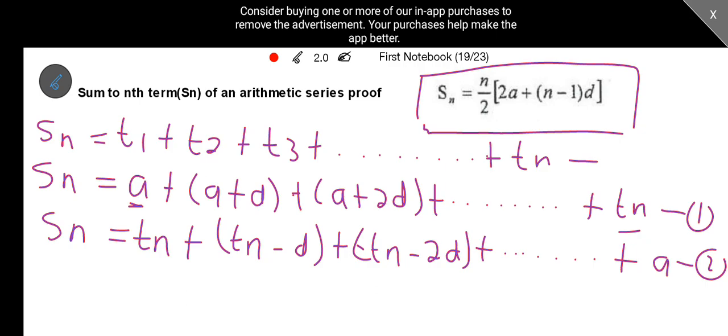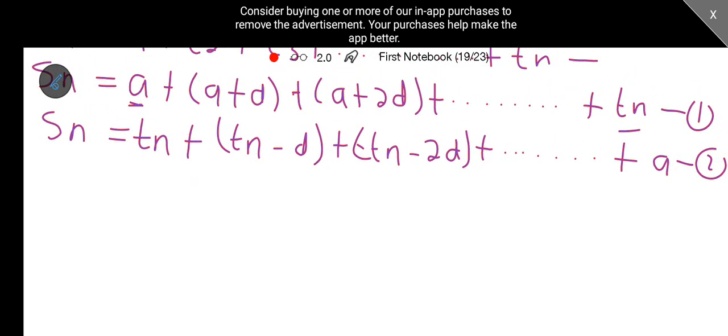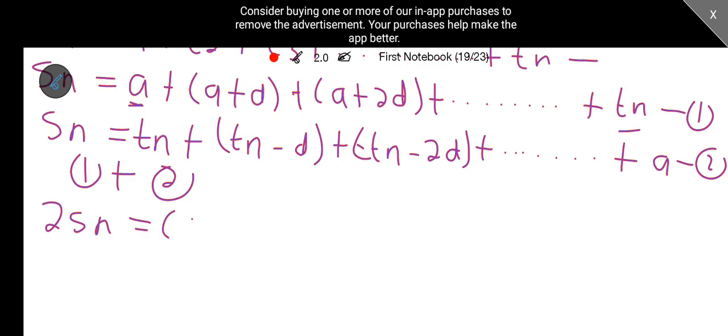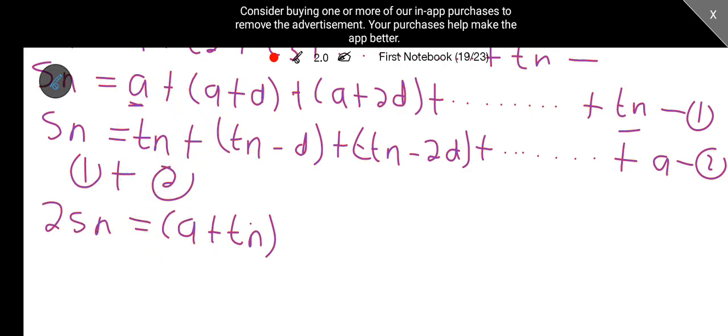So here we're going to add equation number 1 and equation number 2. What is equation number 1 plus equation number 2? What is Sn plus Sn? That gives us 2Sn. What is A plus Tn? That gives us A plus Tn. A plus Tn. Then let's see here. Let me use a different color.